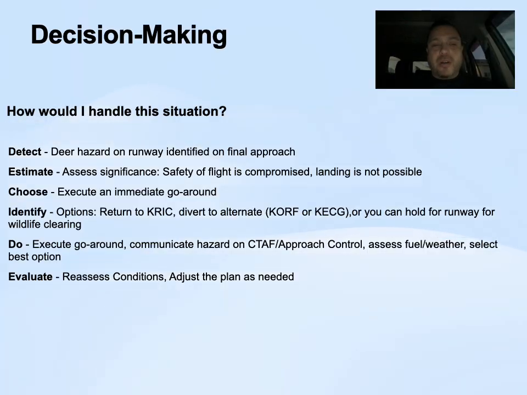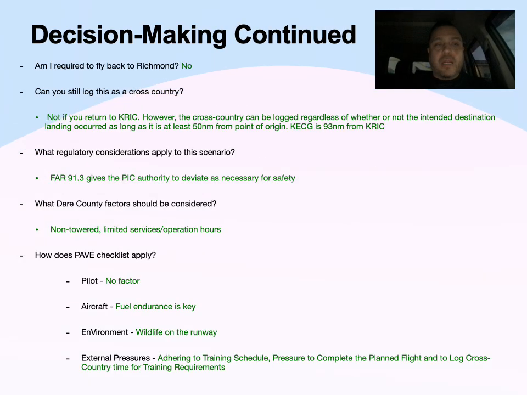Communicate the hazard on the CTAF frequency for any other aircraft in the area. Maybe contact approach control for any inbound aircraft coming into that area so that they're aware of the hazard on the runway. Assess my fuel, weather considerations, and then I would reevaluate or reassess conditions and adjust the plan as needed.